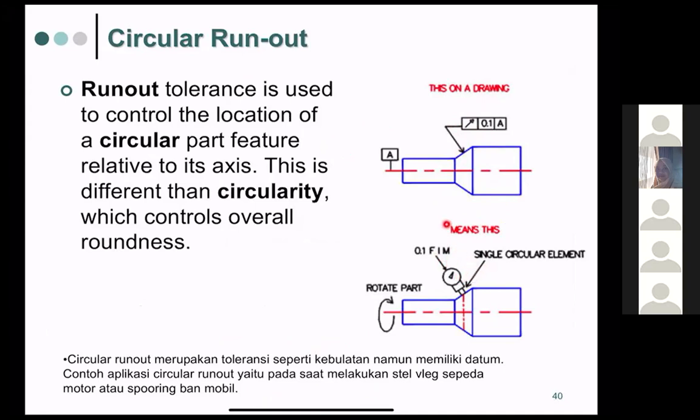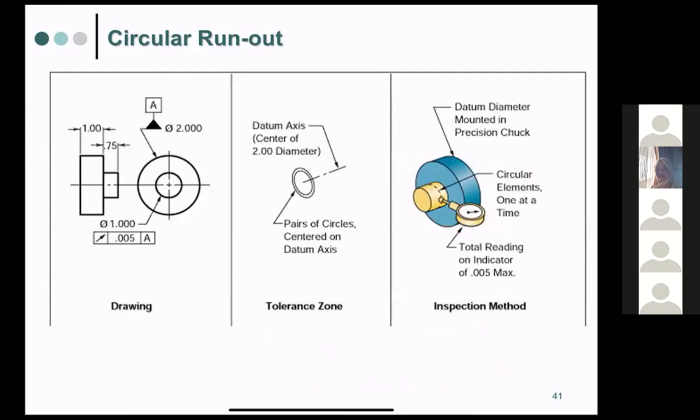We check it like that. Okay, so circular run out is a tolerance like roundness but with a datum. For example, the steel rim on a bike, a motorbike, or a car tire. Okay, so this is run out. This is the circular run out checked with the datum over here. Also, the inspection method is similar, with circular reading like this, with some indicator reading the maximum.